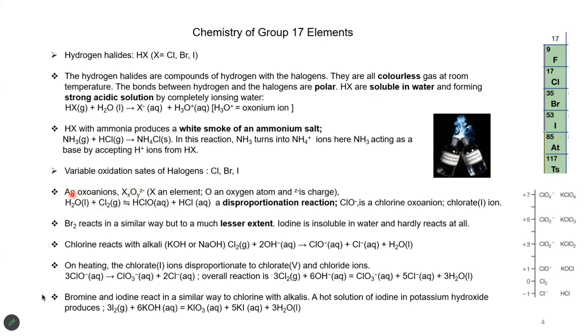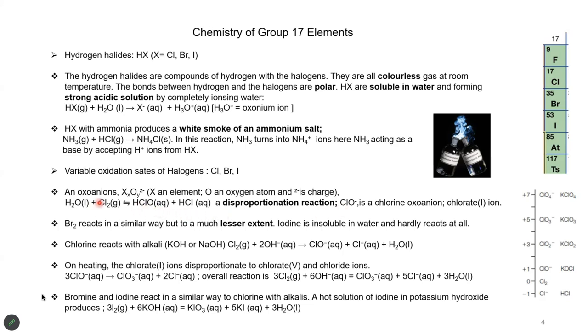When we dissolve chlorine in water, we get chlorate(I) and hydrochloric acid. This is a disproportionation reaction. Why is it a disproportionation reaction? Because chlorine is simultaneously being oxidized and reduced. In a reaction, when we see a reactant simultaneously oxidized and reduced, we call that reaction a disproportionation reaction.